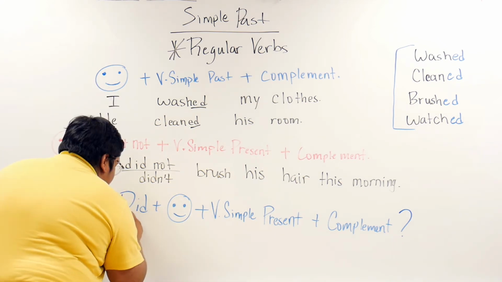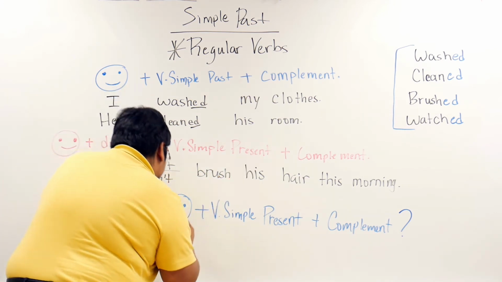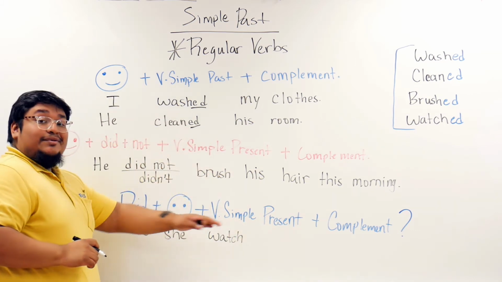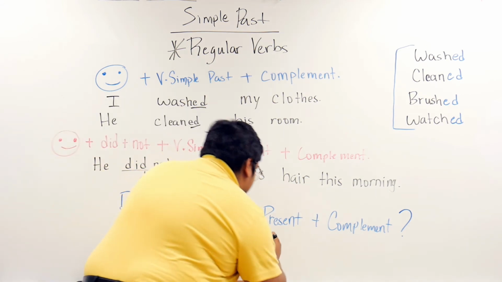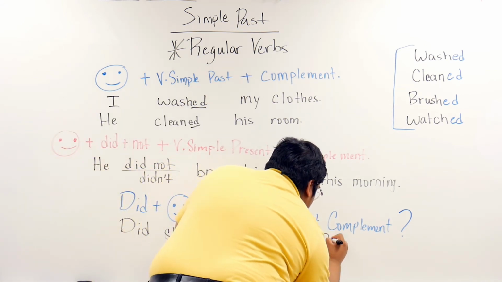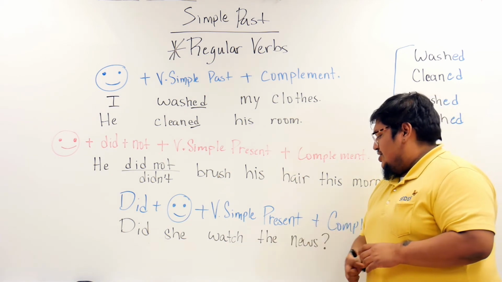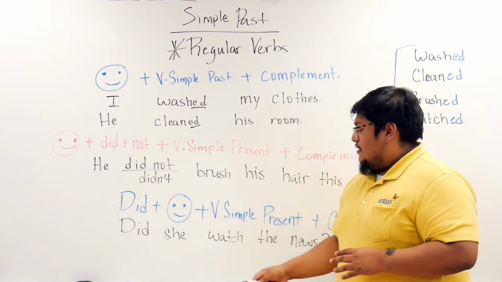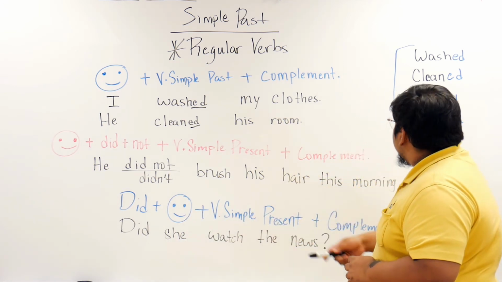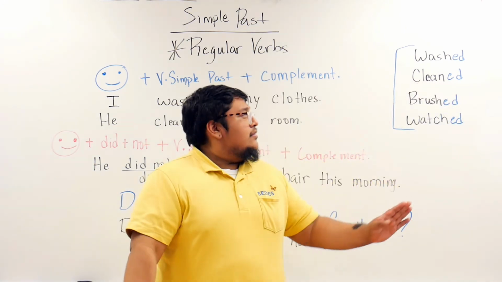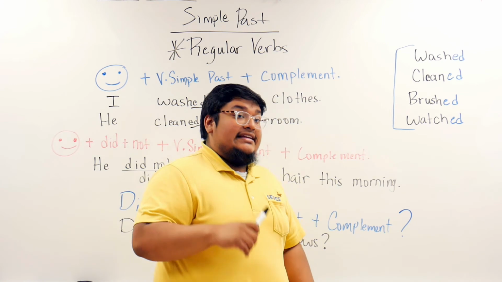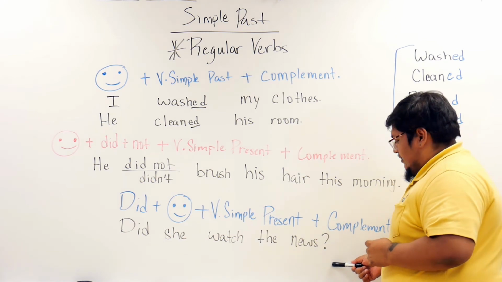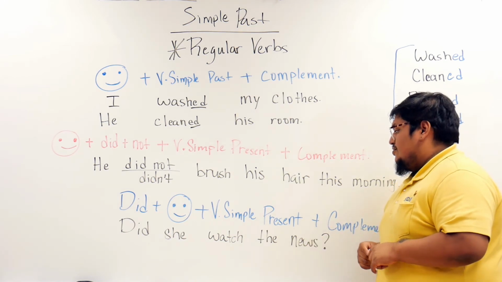Let's make it a question. Let's say, did she watch? Remember, simple present. So did she watch the news today? Or did she watch the news? Did she watch the news? So did is my auxiliary. She is my subject pronoun. Watch is my verb in simple present. Remember, simple present means no ed, okay? And then, what is my complement? The news and my question mark. So did she watch the news?